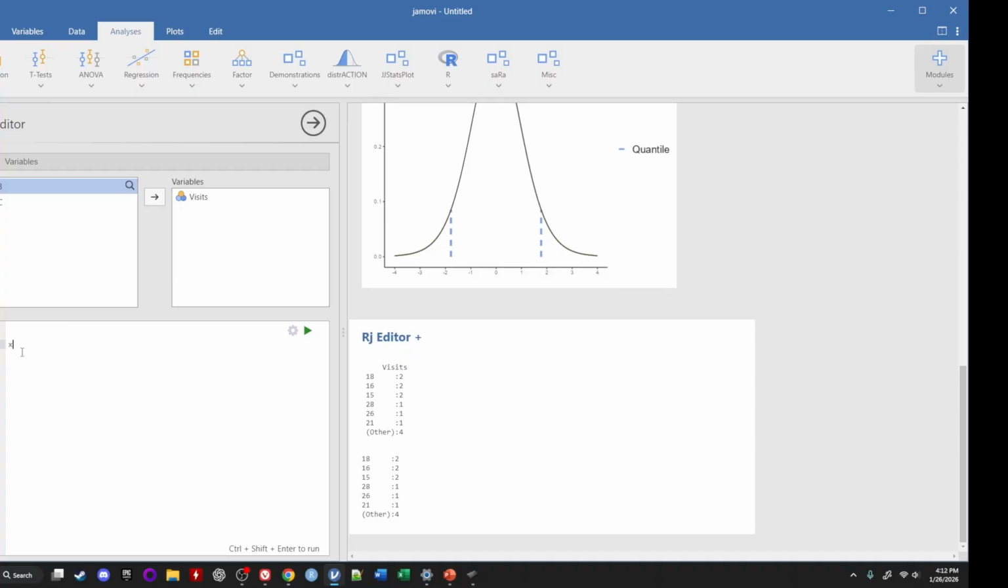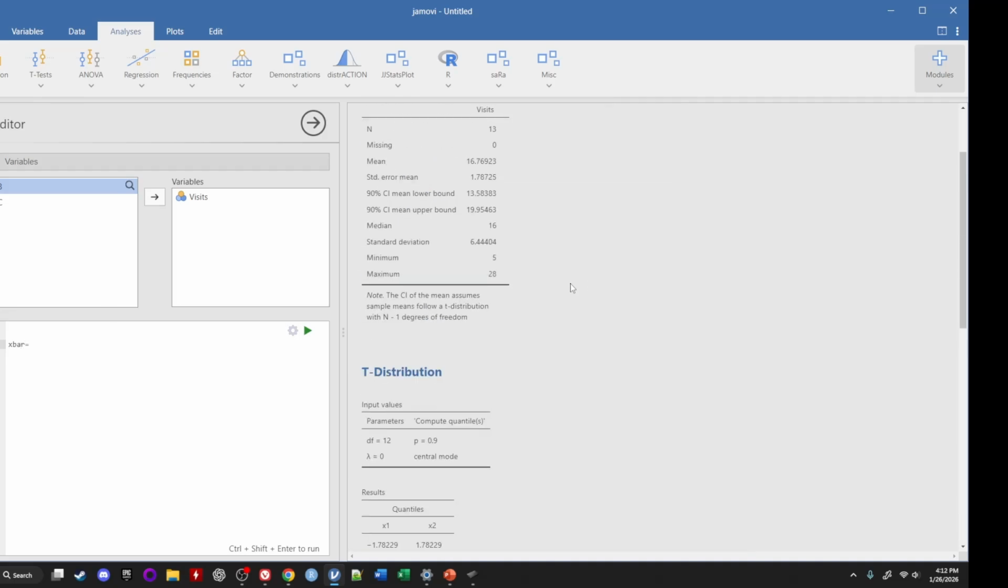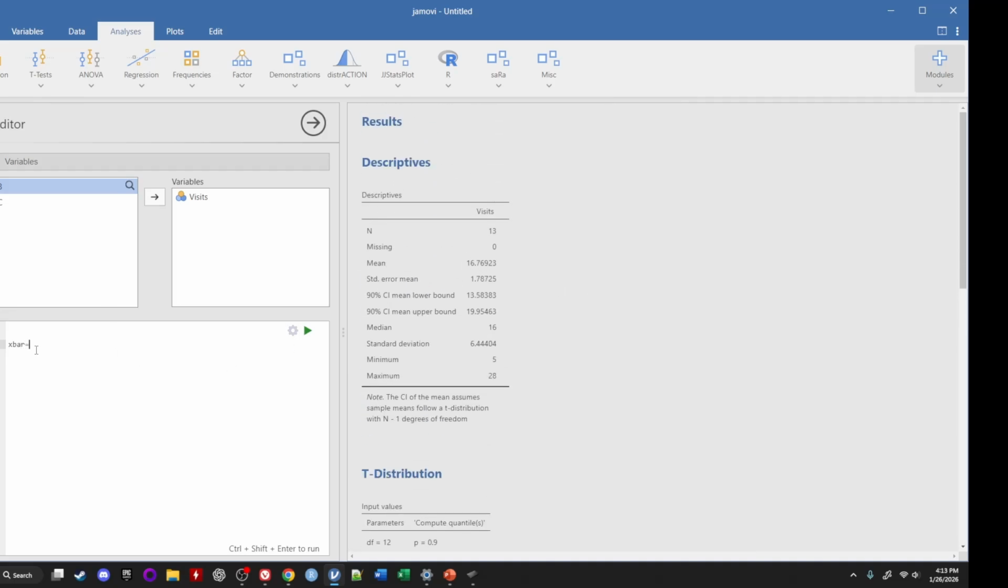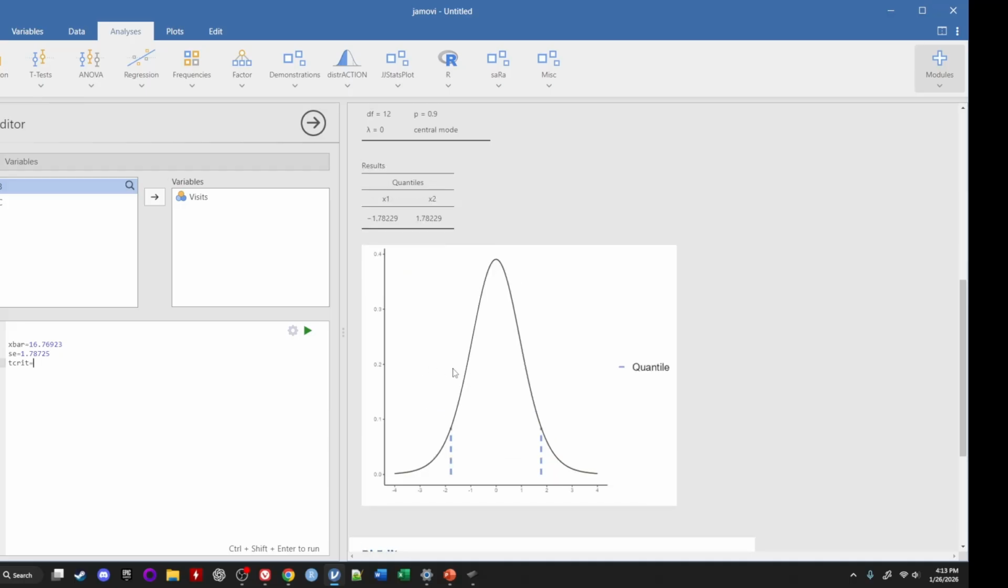So first things, I'm just going to say that X bar, or our sample mean, we had it up here, and I'll just type it this first time. 16.76923. I need to put a point there. 16.923. That's our X bar. We knew that the standard error, so I just said SE, is going to be equal to 1.78725. And we have the T crit. We have to get that down here again.